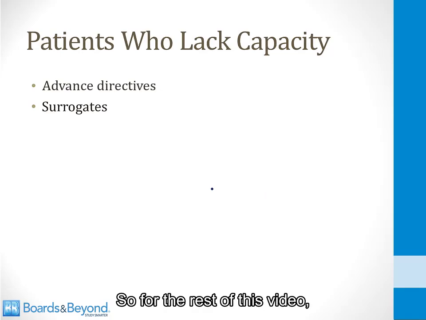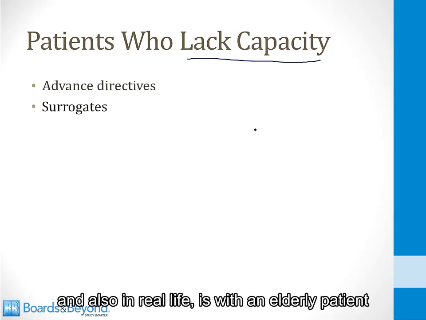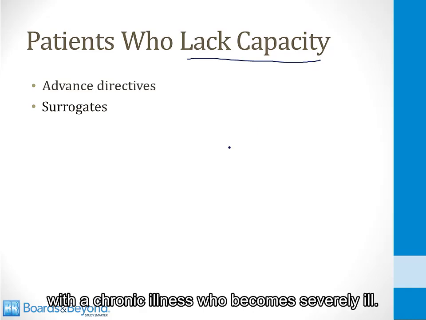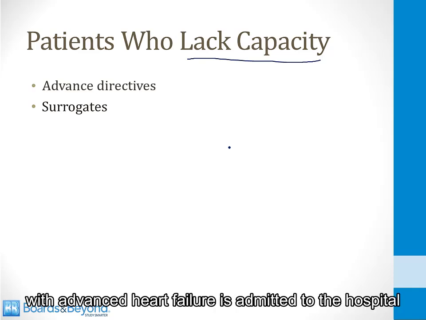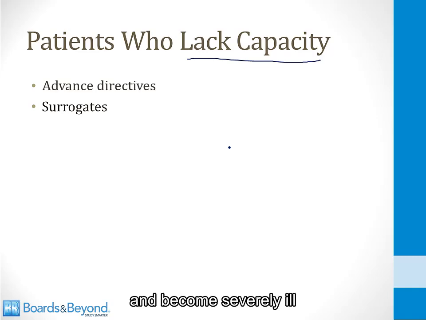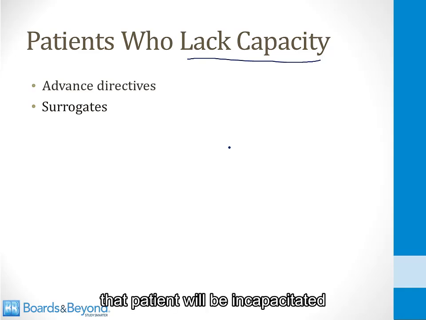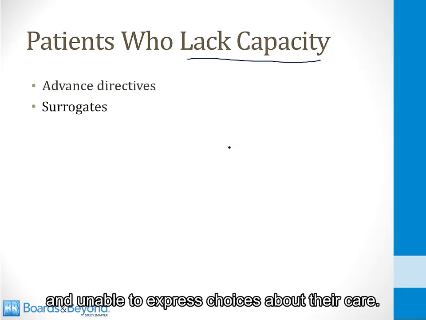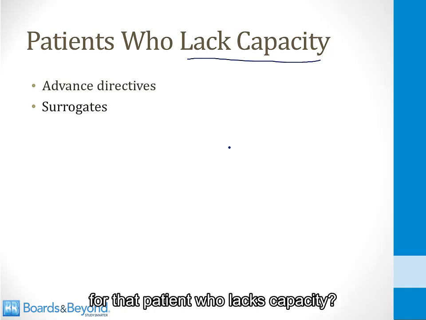So for the rest of this video, I'm going to talk about how to proceed when patients lack capacity. And the way this usually comes up in board exam questions and also in real life is with an elderly patient with a chronic illness who becomes severely ill. So for example, if an elderly patient with advanced heart failure is admitted to the hospital and becomes severely ill and is on mechanical ventilation in the ICU, that patient will be incapacitated and unable to express choices about their care. So how are you going to make decisions for that patient who lacks capacity?